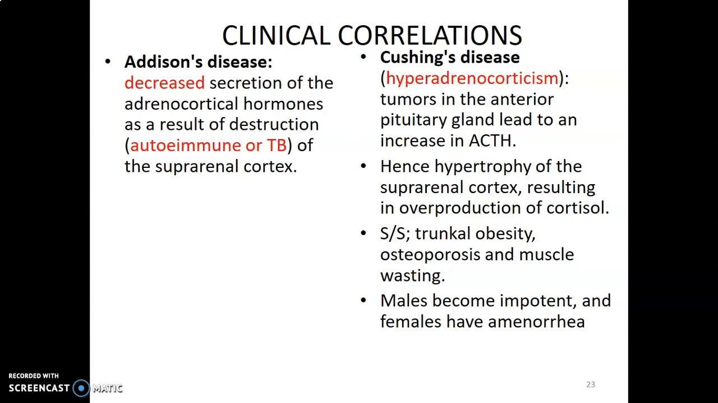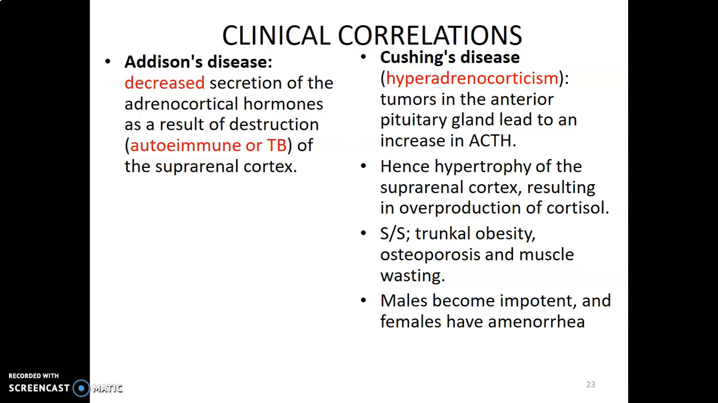So the clinical correlates of the adrenal cortex, we have Addison's disease, where we said you have decreased adrenocortical hormone reduction. Okay, so when you destroy the cortex of the adrenal gland, like in autoimmune disease or tuberculosis, you can cause Addison's disease because the adrenocortical hormones will not be produced. We also have Cushing's disease.